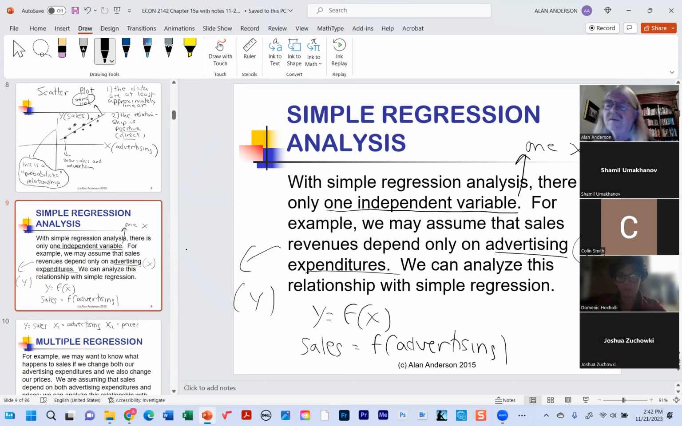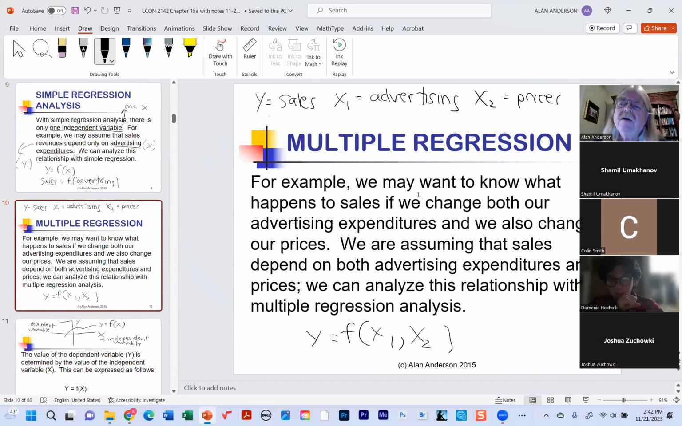So as long as the relationship is approximately linear, we can use regression analysis to get some reasonably accurate results. On the other hand, what if we've decided that our sales are driven by more variables than just advertising? What about our prices? Well, that's probably the case too. So in this case, we're claiming that sales are a function of both advertising and prices. But now we've got two independent variables. So in order to estimate this relationship, we need to resort to multiple regression analysis.